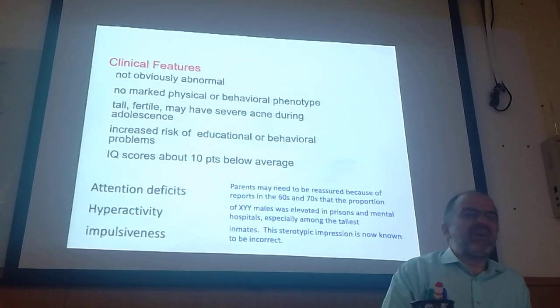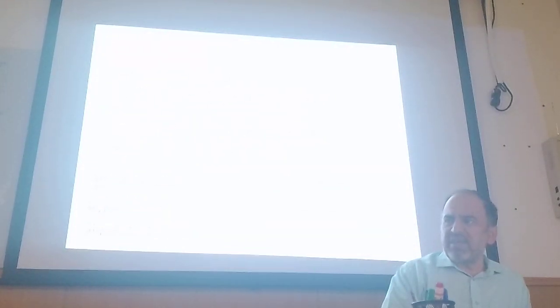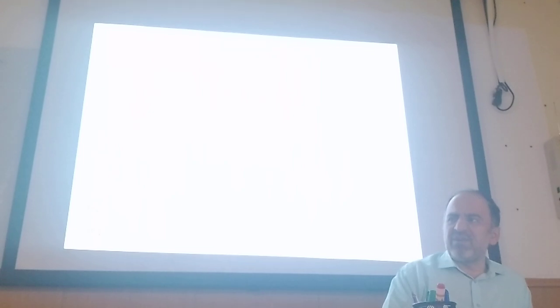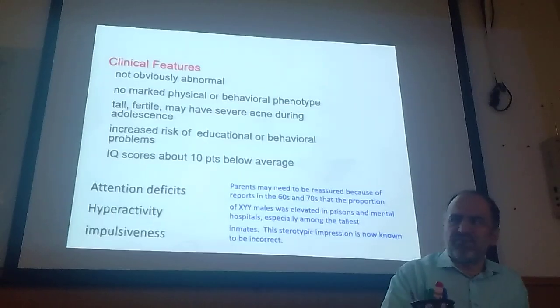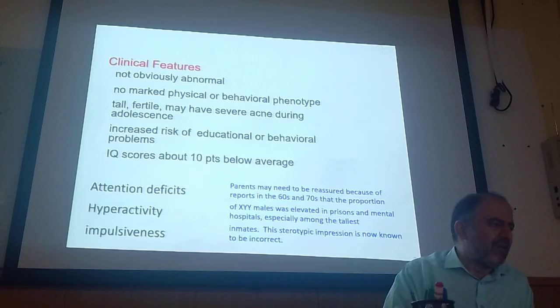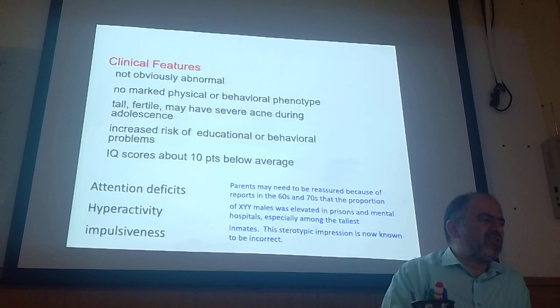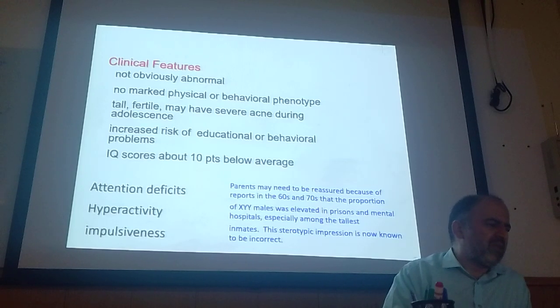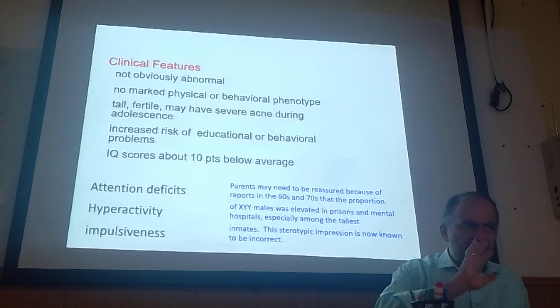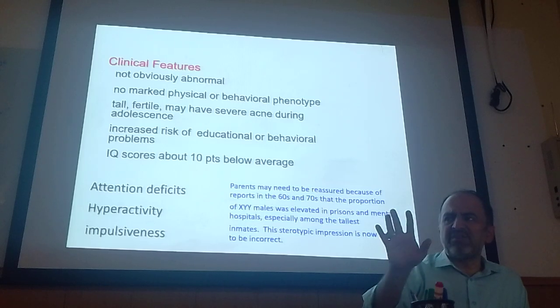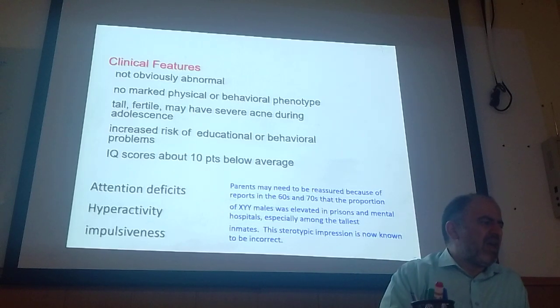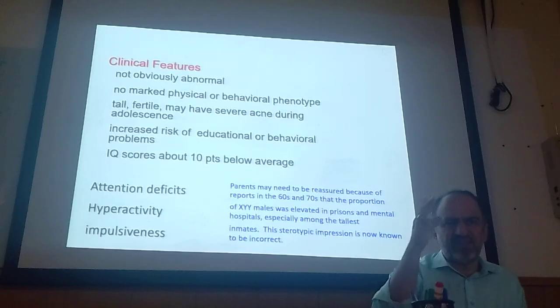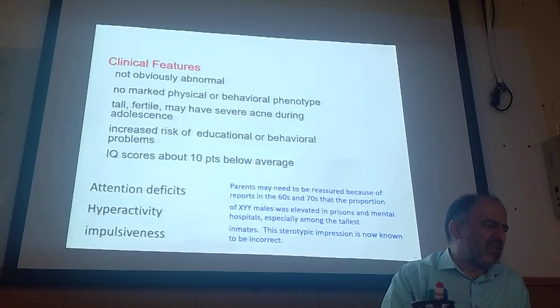They have severe acne. So please don't say any boy in the street, if they have severe acne, say, okay, maybe it's extra Y, let's go for karyotyping. But these are some of the phenotypes you can see. IQ about 10 points below average, maybe 70, 60, something like that. But it's not a reason for abortion. For Klinefelter, for Turner, for extra Y, we don't go for therapeutic abortion. Hyperactivity, attention deficit, and impulsiveness. Some kind of waswas they have in this one, extra Y.